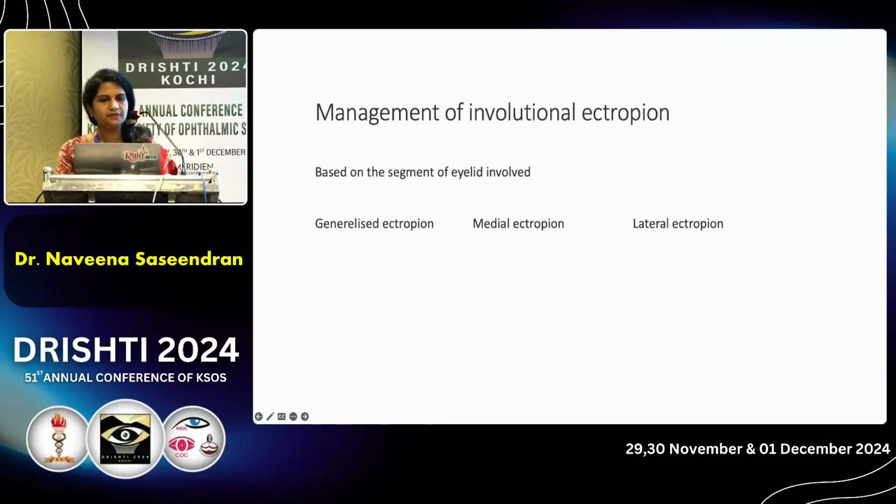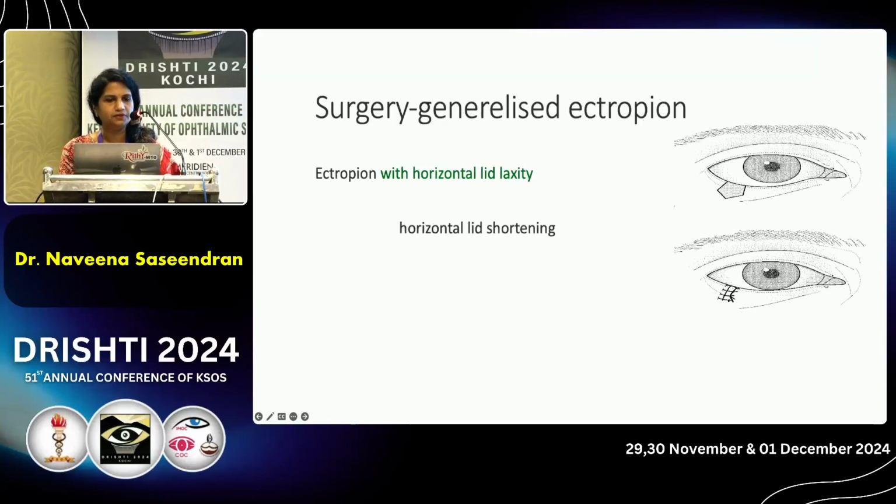Now, management is mainly based on the segment of the eyelid involved. So, it can be generalized ectropion or medial ectropion or lateral ectropion. In case of generalized ectropion with horizontal laxity, a horizontal lid shortening is indicated. Here, a pentagon shaped lid margin is excised and sutured directly.